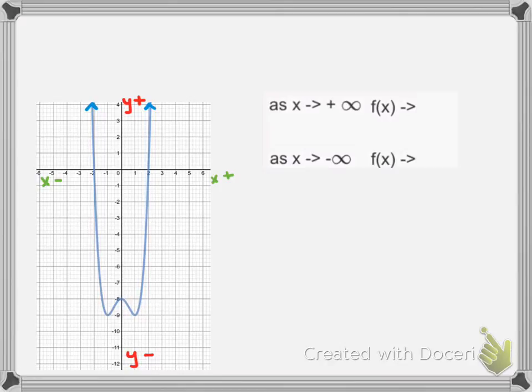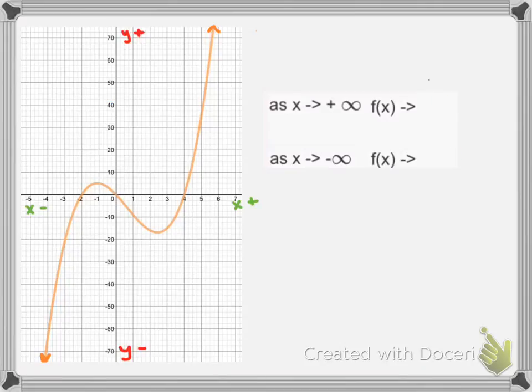Alright, so if you look at your ends on this graph, very simple. Both of these are going up. Alright, so because they're both going up, both y values must be going towards positive infinity. And this is an example of a positive even polynomial, because both arms are together and they're both going up, positive even.